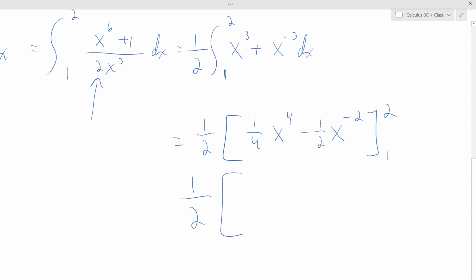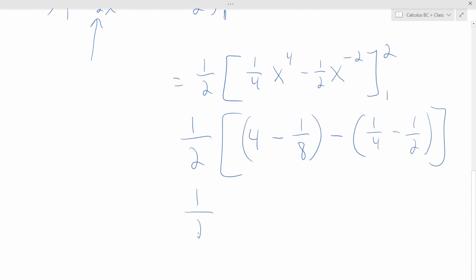This would have been way nicer in a calculator, but you plug a 2 in, and you get 2 to the 4th, 16, 1/4 times 16, which is 4. Boom. Minus. Drop a 2 into there, you're going to get 1/8. Minus, when you drop a 1 in, you get 1/4. Minus 1/2. Might as well simplify that out, right? So this becomes 4 minus 1/8. Was that 32/8? Take away 1/8 is 33/8.